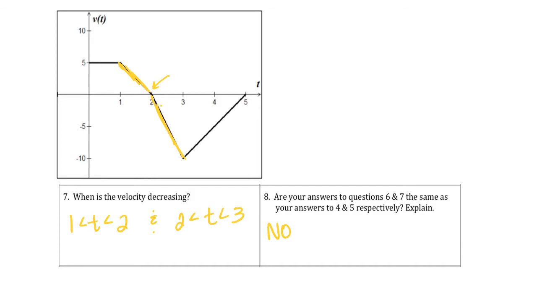The reason why they're not the same is because velocity increases, so v at t is increasing, where a at t is positive. And that's not always the case with speed. Remember, if you're speeding up, that means either both signs are positive or both negative. So here, that's a little bit different.